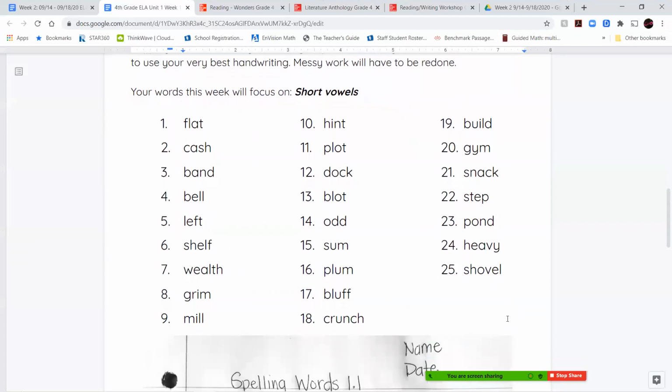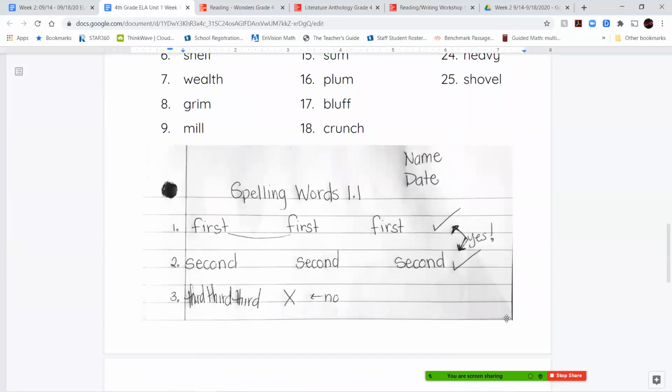Now, when you go to write your words 3 times each, I gave you an example of what your paper should look like. So on the top right-hand corner, I would like for you to write down your full name and date. The title is going to be spelling words, and here I put 1.1. Instead of writing Unit 1, Lesson 1, which will take up a lot more space, this first one is Unit 1, Lesson 1. So 1.1, when we get to Lesson 2, it'll be 1.2.